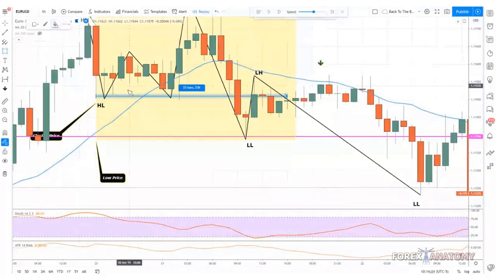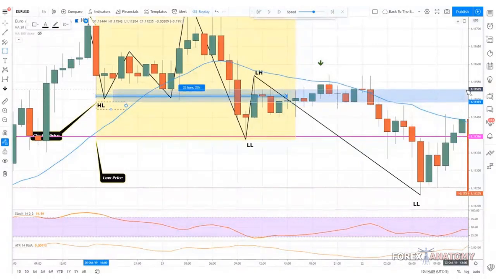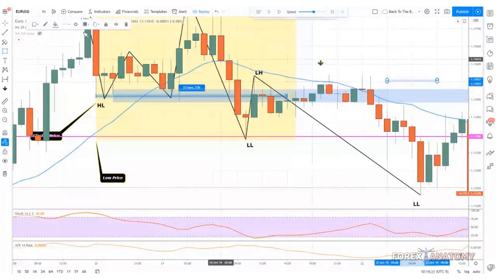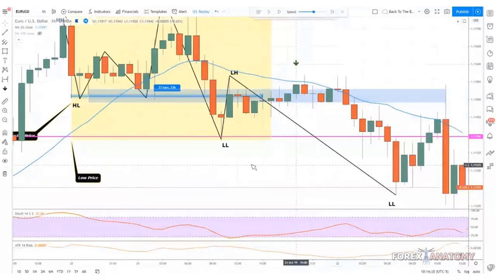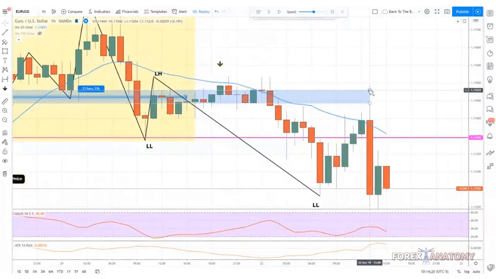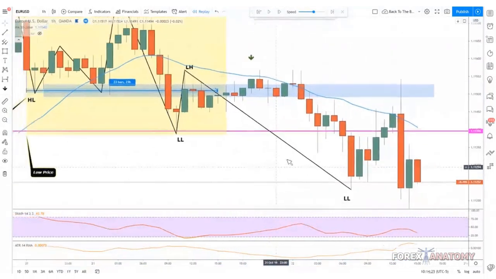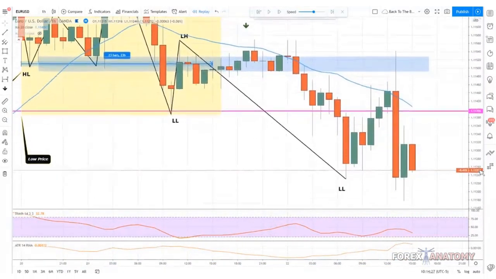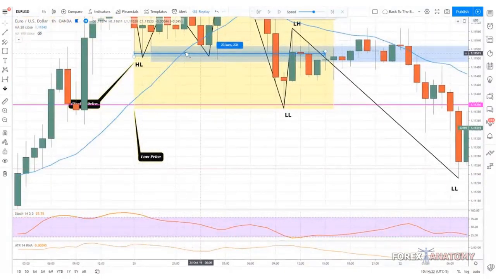Let me take this box in this area and drag it all the way to here. It travels all the way back up to this high right here, right? So price went up to previous structure right here where we had these two bottoms, you could say, or where the previous higher low was.